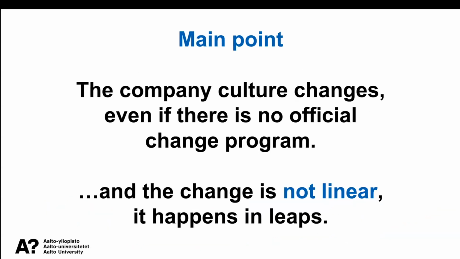The main point for these two examples is that the company culture changes, even if there is no official change program, because new people come in and they can change things. And if you think about the onions again, you can change your own way of working, you can change your team, you can maybe change the next level of working. So change is happening all of the time. The question is just, how much is it controlled or directed? But the other point is, it's not linear or gradual change. Typically, transformations happen in these leaps, these big, discrete jumps.